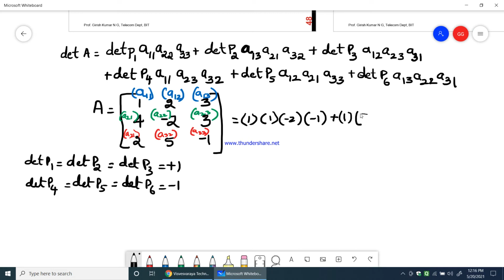is 3, then A21 is this, which is 4, then I have A32 is this 5, then plus 1 into A12 is 2 and A23 is 3 and A31 is 2.